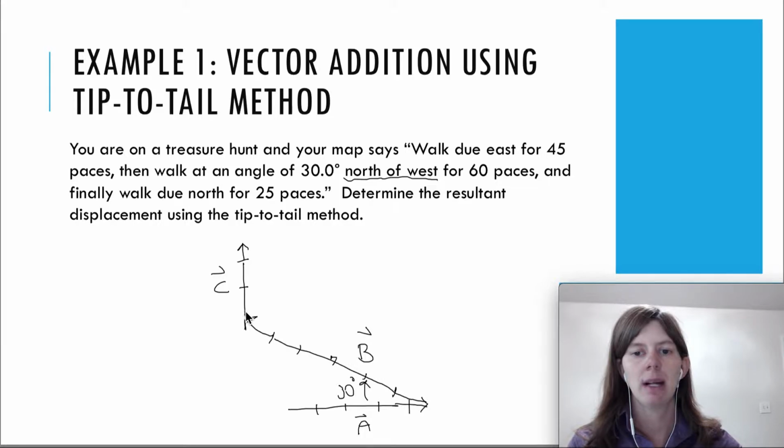Now the tip-to-tail method says that we're going to draw a resultant vector from where we started, the tail of A, to where we ended, the tip of C. So a straight line here.